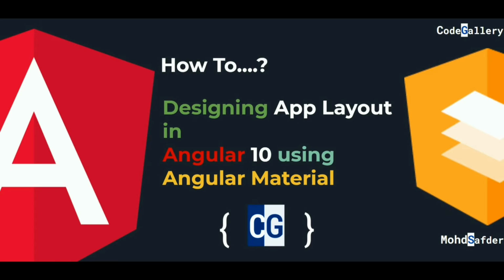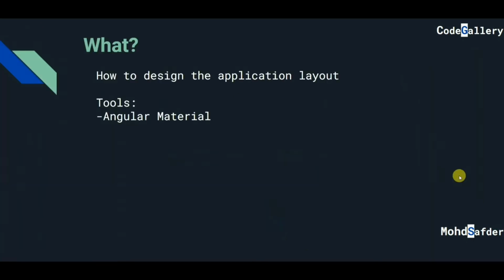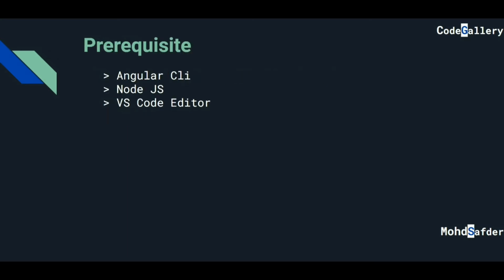In this tutorial we are going to see how you can define your application layout in an Angular 10 project using Angular Material. So without any further delay, let's get started. We are using Angular Material in this project to design our application. That is the only tool we require, and the prerequisites should be installed on your system: Angular CLI, Node.js and the VS Code editor. We are going to use the VS Code editor in this tutorial.